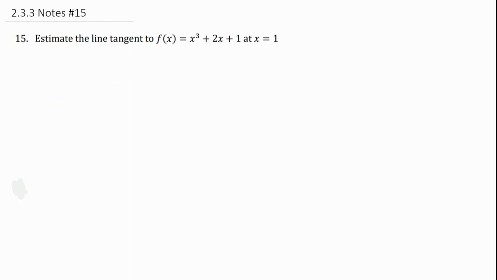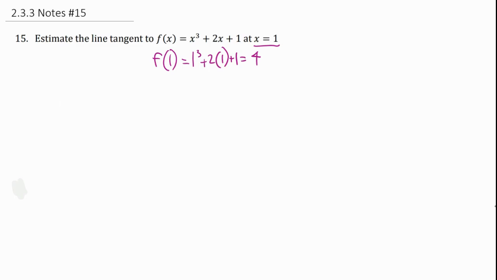We can actually find the real point, and that's what we're going to start with. So I know we have x equals 1. Let's figure out what f of 1 is. Okay, so f of 1 is 1 cubed plus 2 times 1 plus 1. 1 plus 2 plus 1 is 4. So I know that the tangent line passes through the point (1, 4).